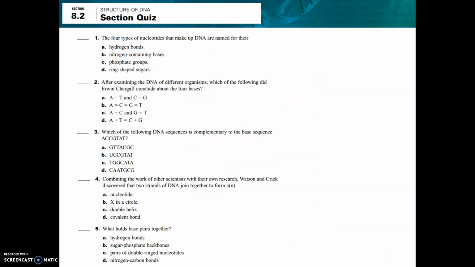So this is the end of Chapter 8, Section 2. I just want to leave you with the section quiz here from your textbook. Take a look at these 5 questions, see if you can answer them, and we will discuss the answers to this in class.